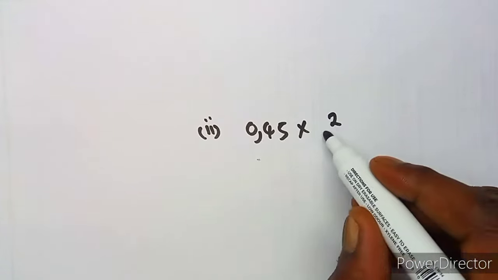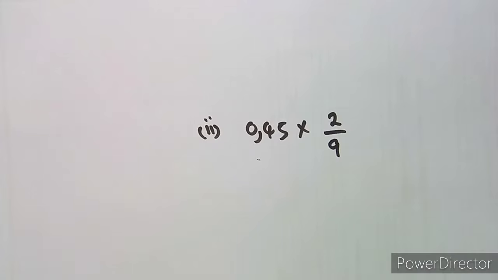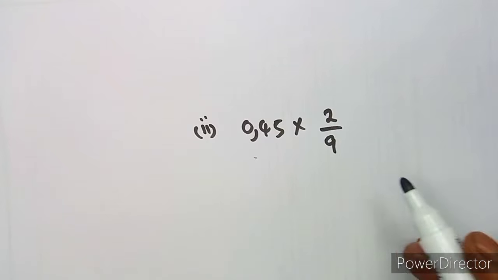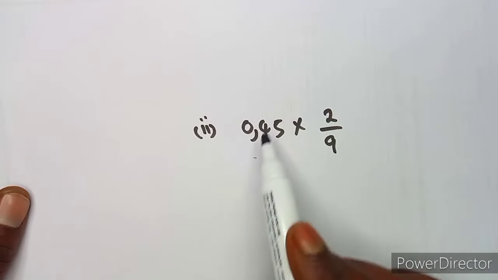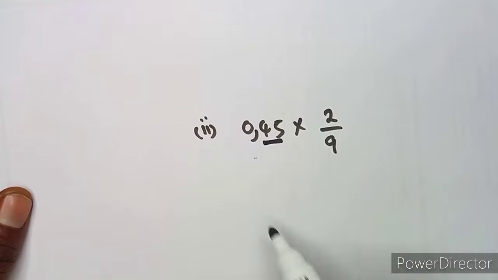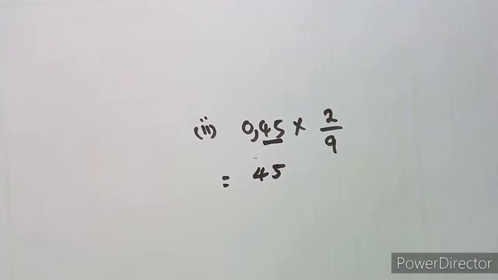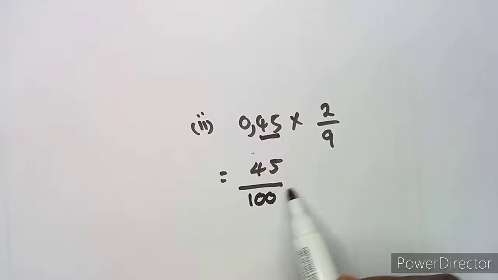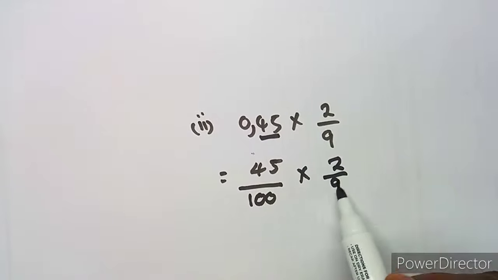0.45 times 2/9. So all we can do is write this as a fraction so that it can be easier for us. We can even work with a decimal because you're not told to give your answer as a decimal or as a fraction. So many ways. If I write this as a fraction, I'm going to take this 45, which is my whole number. In this case, you remember you are working with the whole number. Then how many decimal places do we have here? We've got 1, 2, so it's going to be over 100, multiplied by 2/9.